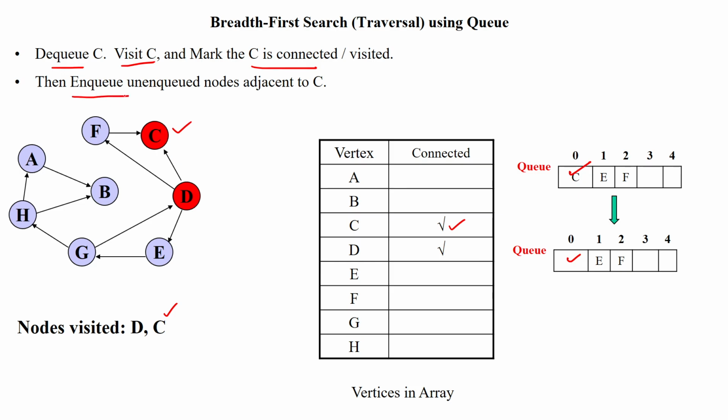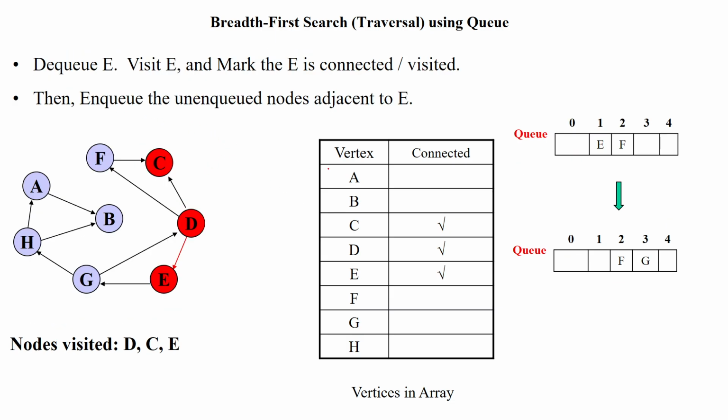Then enqueue the nodes adjacent to C which are not already available in the queue, that is, the unenqueued ones. Here C does not have any adjacent vertex, so simply you can delete it. No need to enqueue any vertex because it does not have any adjacent vertices. Then you select the next vertex in the queue, that is E.